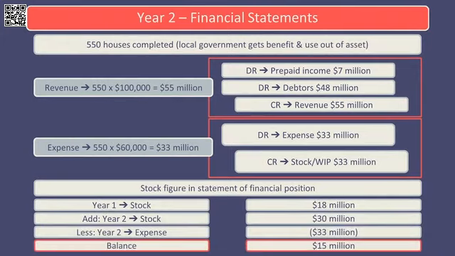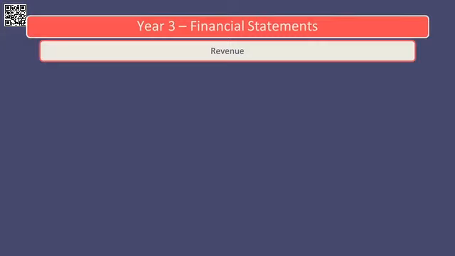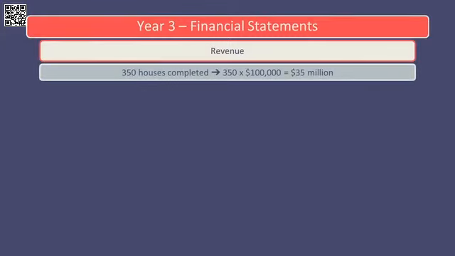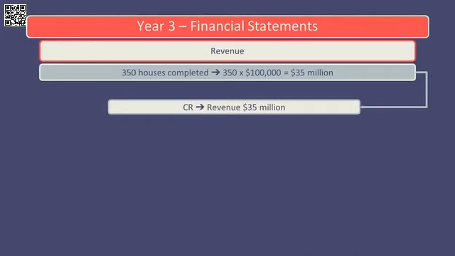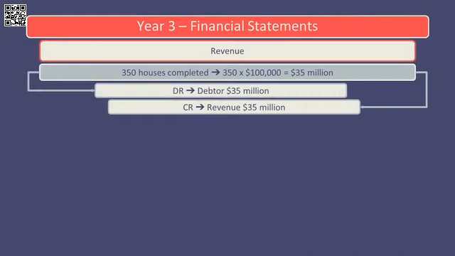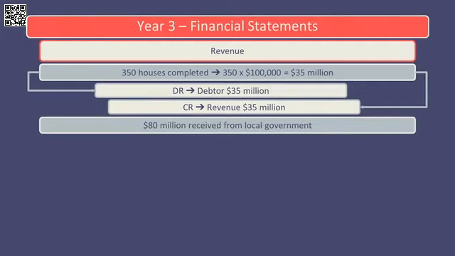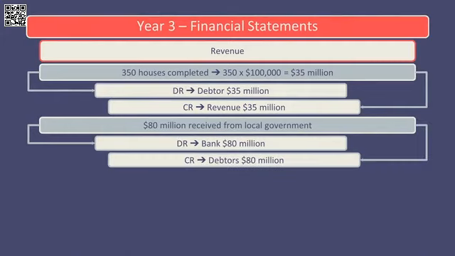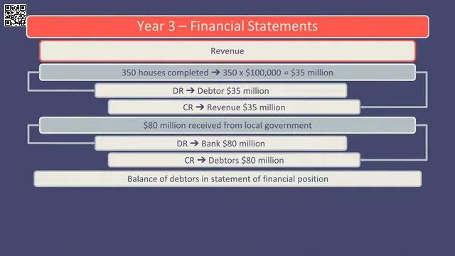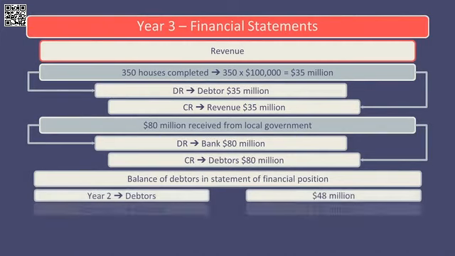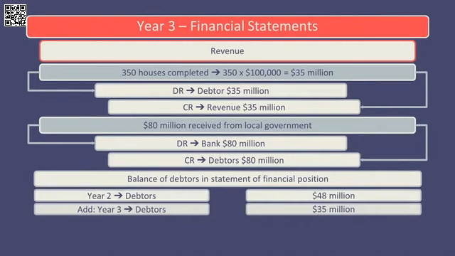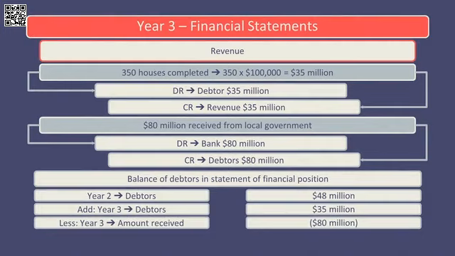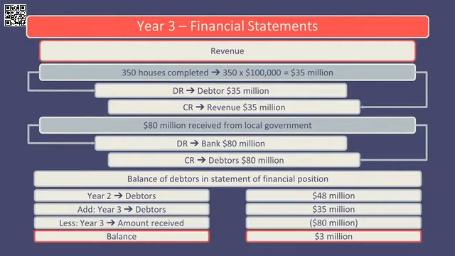In year three, 350 houses are built, so that means $35 million revenue needs to be recognised. Crediting revenue of $35 million and debiting debtors of $35 million. Now also, $80 million was received from the local government. This is recognised as follows. Debit the bank, $80 million, and credit debtors with $80 million. The balance of the debtors in the statement of financial position at the end of year three is year two debtors of $48 million, year three debtors $35 million, total is $83 million. Taking away the $80 million that you have received, the balance is $3 million.